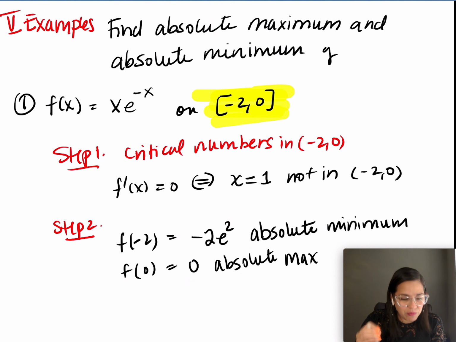You have to keep in mind we're looking for the absolute maximum and absolute minimum in some given interval. I'm not claiming that this is the absolute maximum or minimum of the function over the real numbers. I am restricting this to [-2, 0].